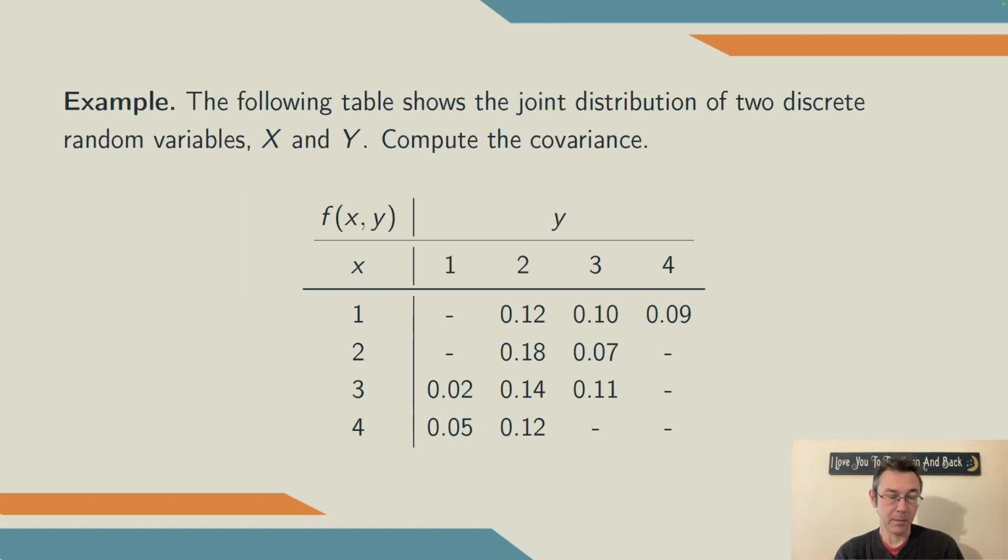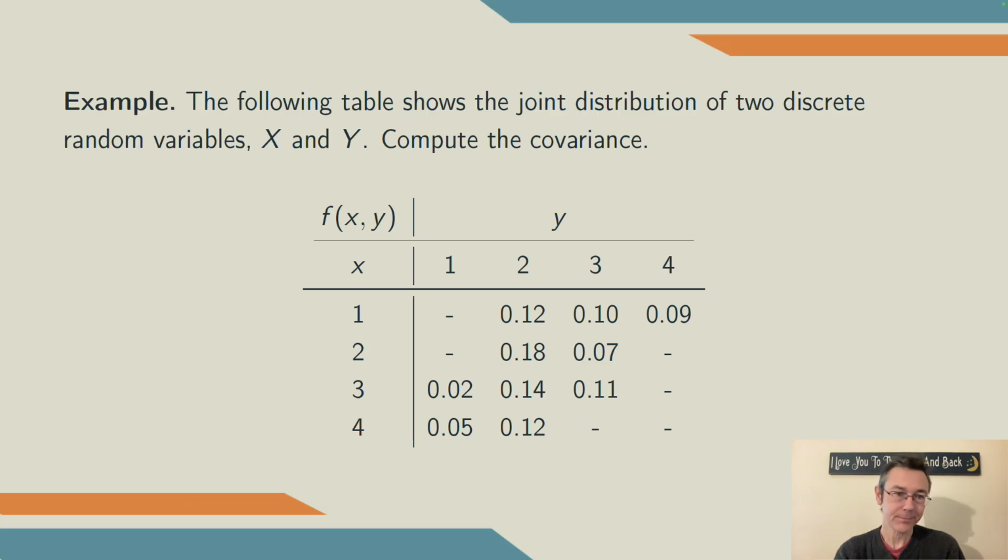Let's do an example. I think that's when things start to get a little bit more clear. Here we have a table showing a simple joint distribution of two discrete random variables, x and y. I want to compute the covariance between those two. I'm going to use the formula from the last slide. This is a great place to pause the video and try the computation on your own before looking to see how I do it.